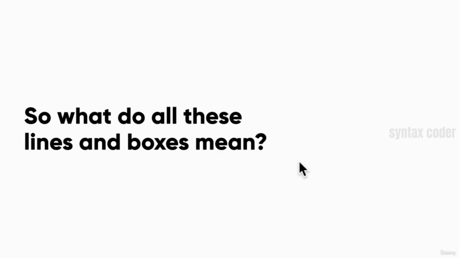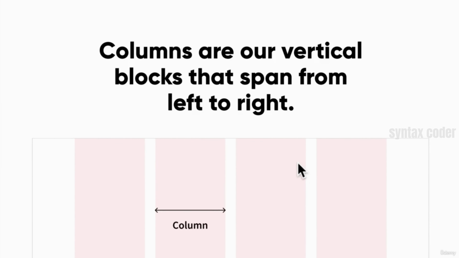So what do all these lines and boxes mean? What are they? These are some questions you may be asking. Let's talk about the anatomy of a grid. All grids are made up of 3 key things: columns, gutters, and margins. The first one is columns. Let's cover that. Our vertical blocks right here that span left to right.